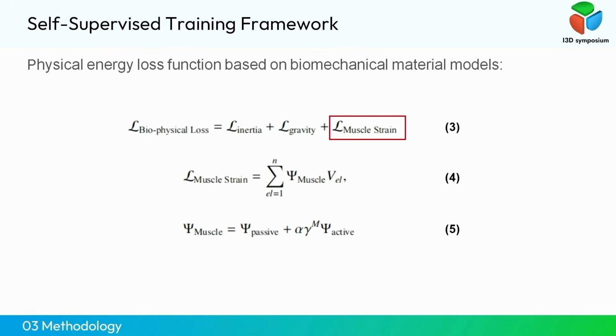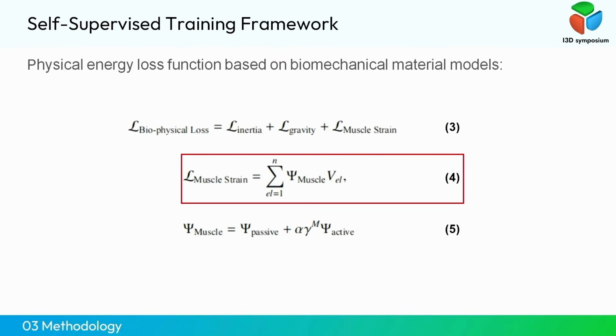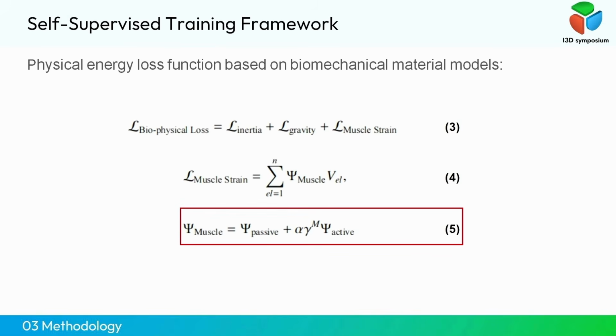The muscle strain potential energy loss term L muscle strain is the key factor in supervising the predictions of the musculoskeletal neural emulator to ensure compliance with the deformation patterns of biomechanical materials. The muscle strain potential energy loss term is defined as equation 4. The strain potential energy density function psi muscle represents the internal potential energy generated by the deformation of the muscle mesh from its reference configuration to its current configuration. Psi muscle is defined as equation 5.